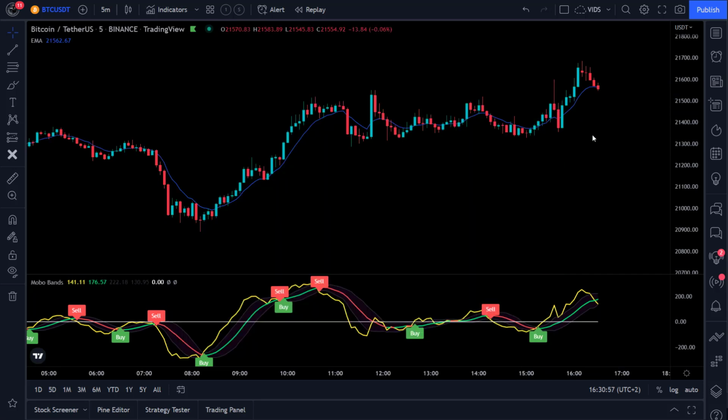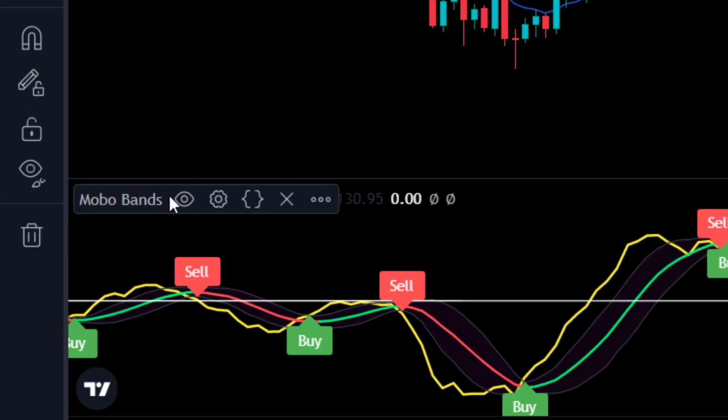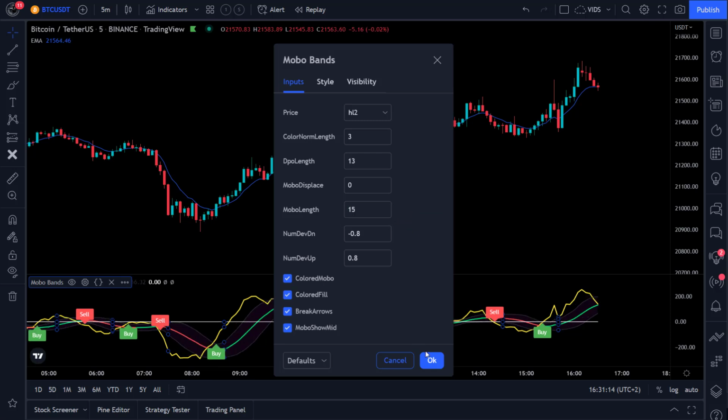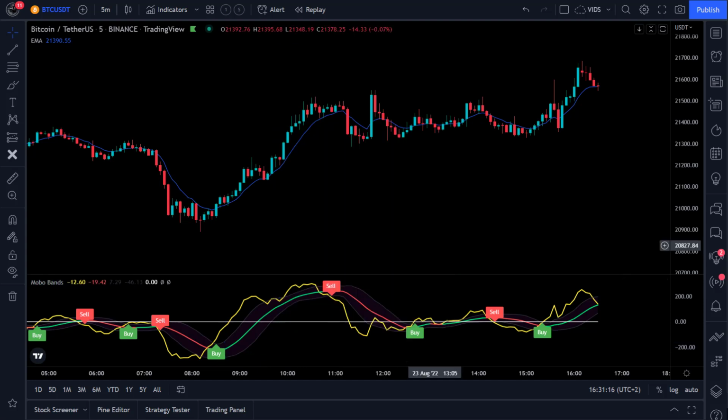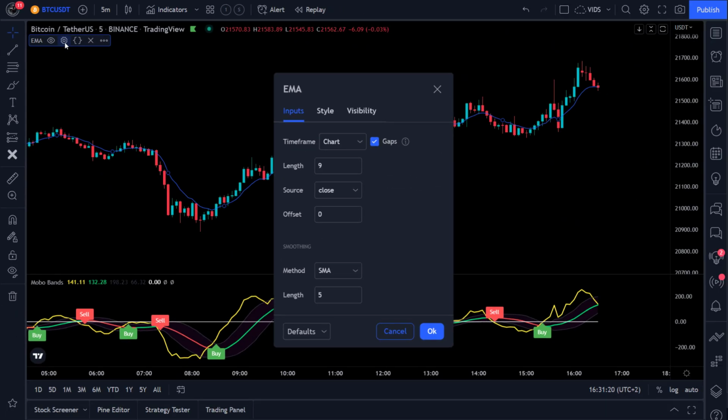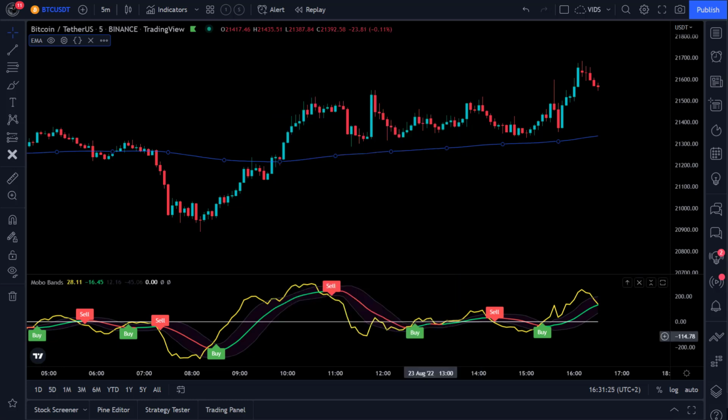Now that the indicators are on price, we first need to adjust them. Start with the MOBO Bands indicator and change the MOBO length from 10 to 15, then press Confirm. Next, you adjust the Moving Average Exponential indicator. Press the settings of the moving average and change the length from 9 to 200. Once you have done that, press Confirm again, and now we are ready to explain the strategy step by step.